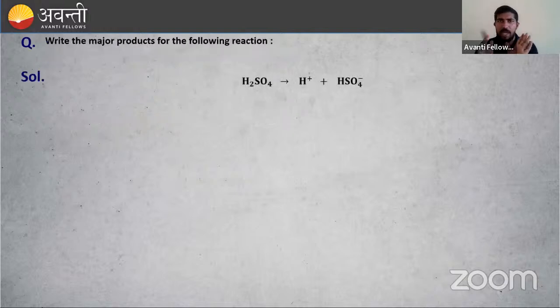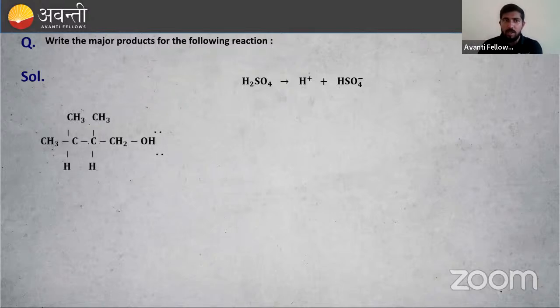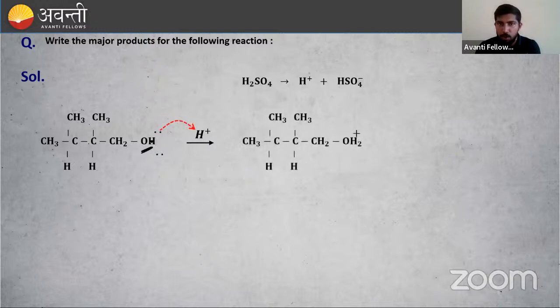Initially we have an acid, right? It is leaving H plus, and HSO4 minus is formed. Then what is the next step? This H plus will come to our alcohol, to the oxygen lone pair of electrons of the OH group. Then what will be formed? Protonated alcohol will be formed. So up to that, it is clear.